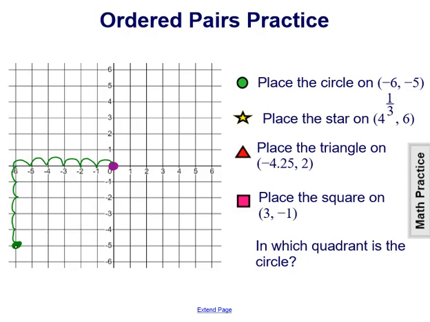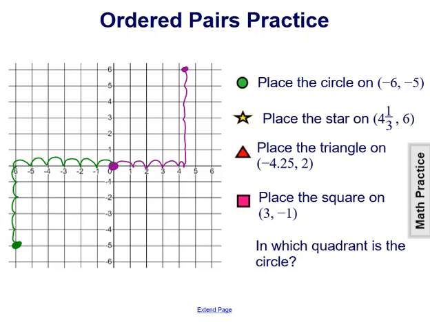Then we have placed the star on 4 1/3, comma 6. So we will have, starting at the origin, 4 1/3 tells us to go in the positive right direction on the x-axis. 1, 2, 3, 4 1/3. So we're estimating a third to be there, a little bit closer to 4. And then the second number of 6 tells us to go up 1, 2, 3, 4, 5, 6. So that ordered pair, that coordinate there, is where we will place the star.